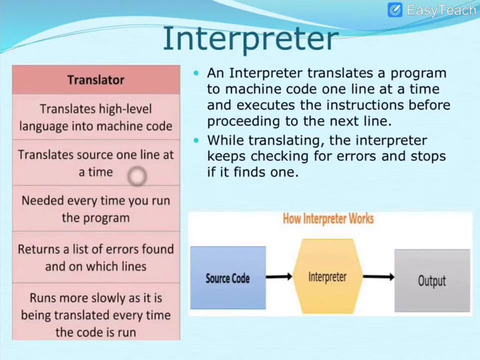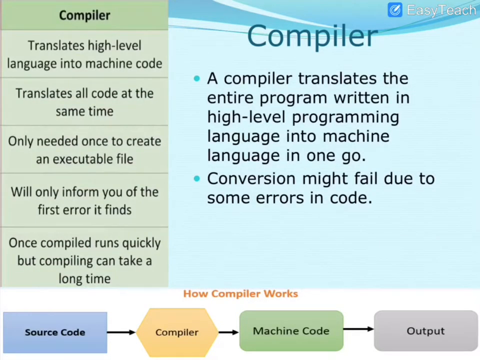Next we are going to learn about the compiler. A compiler translates the entire program into machine code in one go. That means the whole high level program is translated into machine code instantaneously, like in one go.